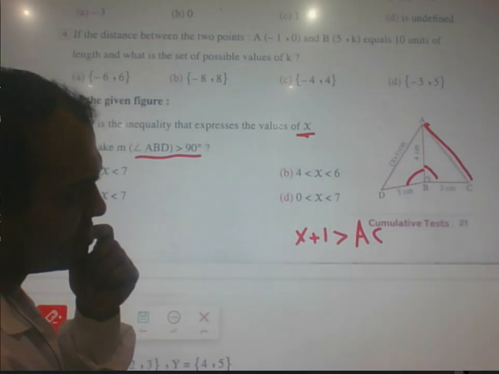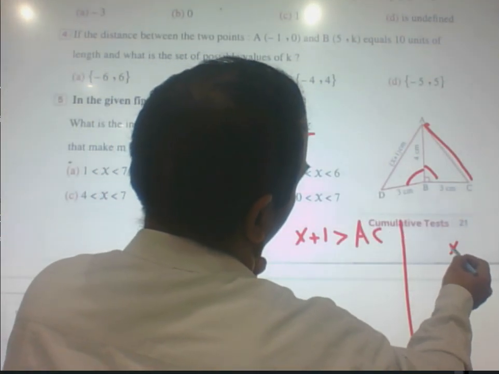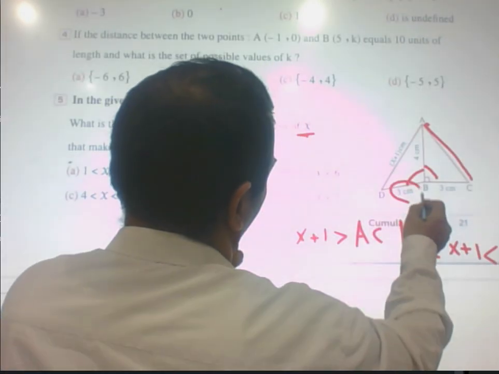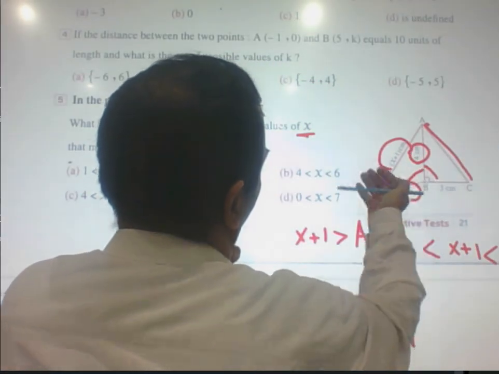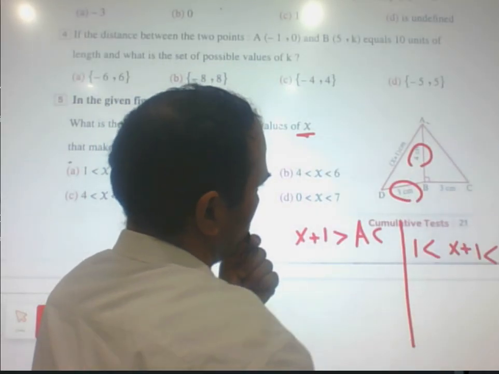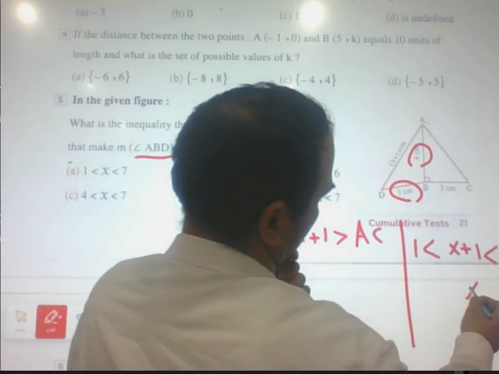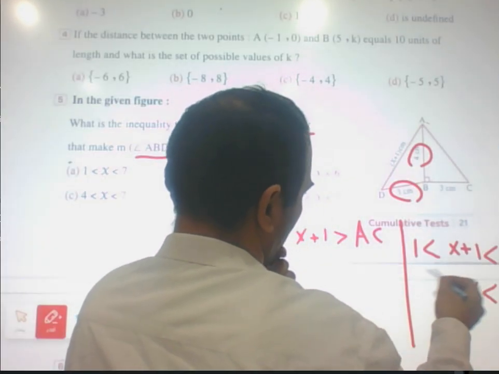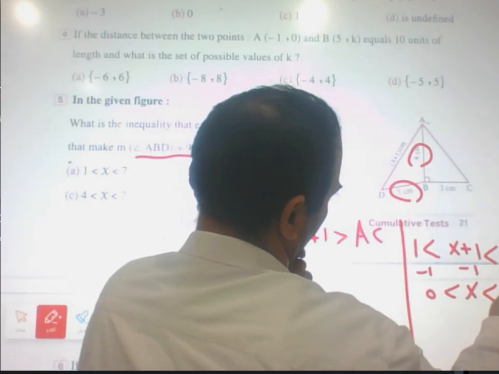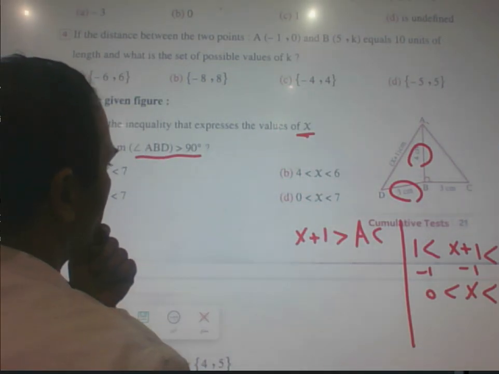Okay, and we know x plus 1 in this triangle is greater than the difference and less than the sum of the two sides here. We can find the difference between 4 and 3. 4 minus 3 equals 1, and 4 plus 3 equals 7. Then x is greater than 1 and less than 7. We can subtract 1 from the left-hand side and right-hand side in the middle. That gives 0, and 7 minus 1 equals 6. Then x is greater than 0 and less than 6.